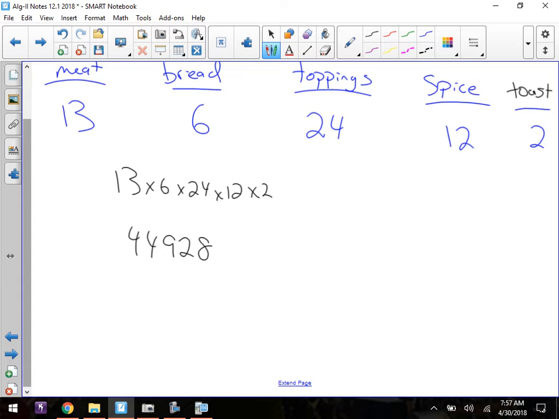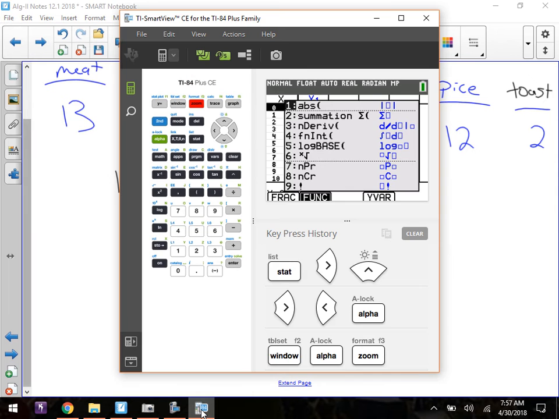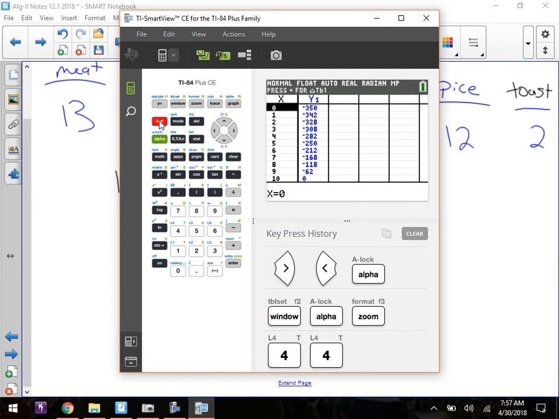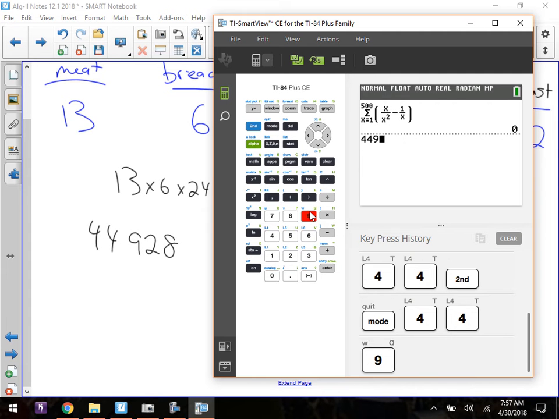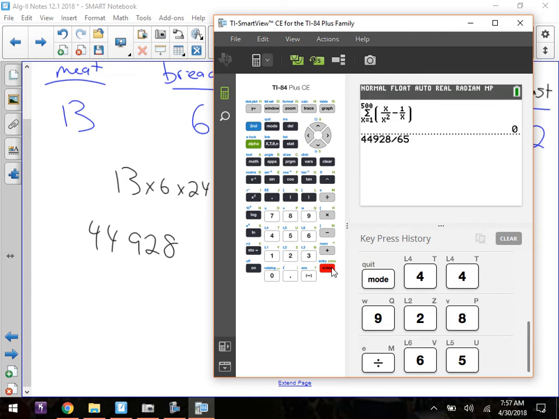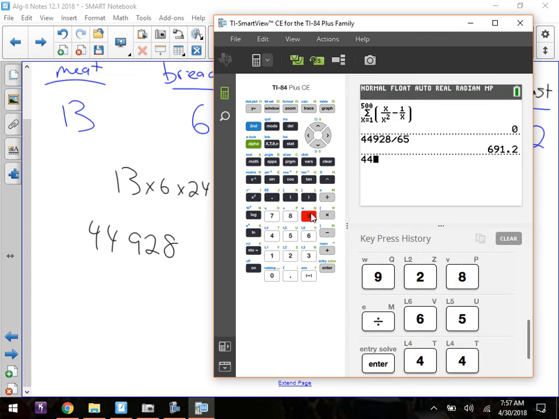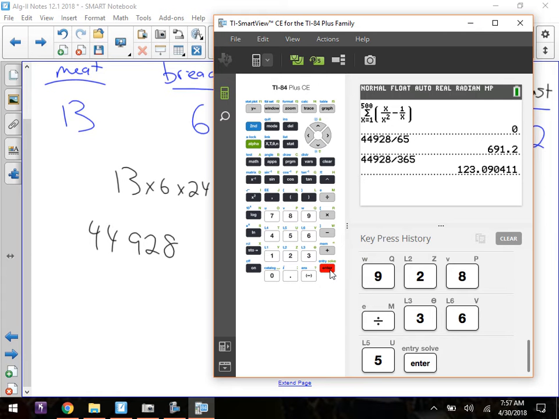44,920. So if you think about it, if you've got 44,928 and you wanted to have one Subway sandwich a day, so 44, oops. That's like the rest of your life is a Subway sandwich. But you should divide it by 30. So basically you can have one Subway sandwich a day for 123 years.